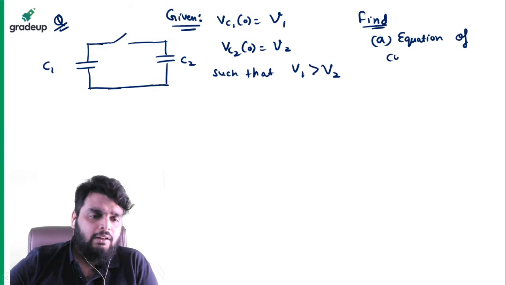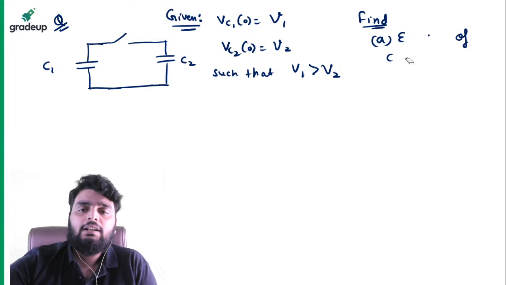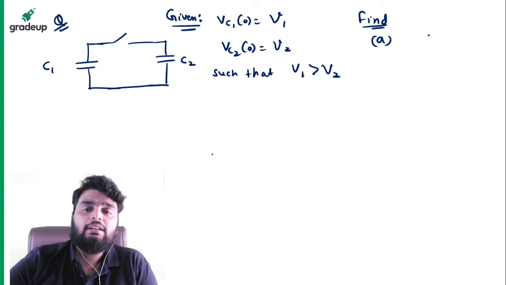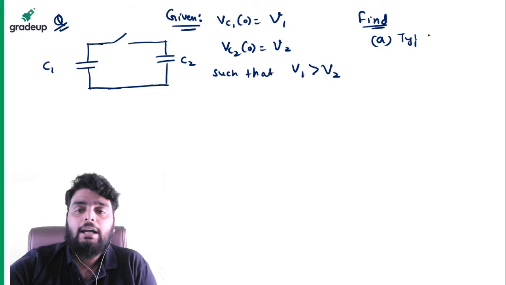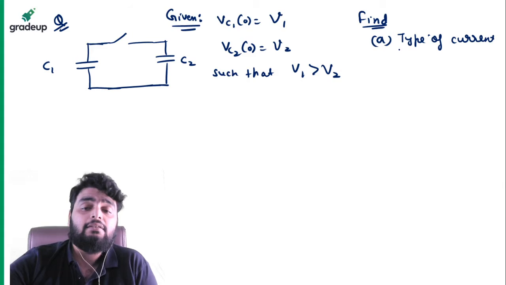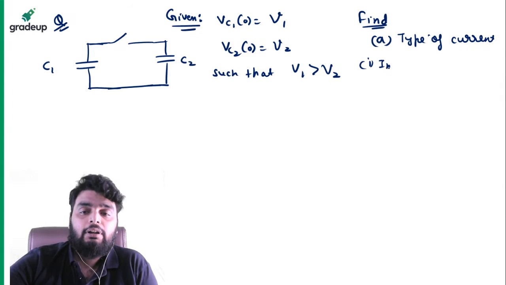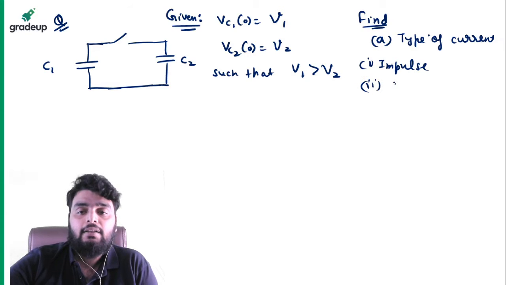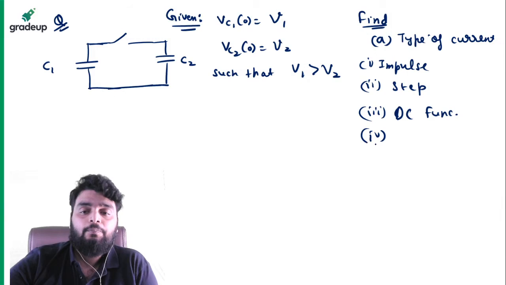Not the equation. We will not talk about the equation. The waveform of the current, or the type of current. So in the first case, I want to find out the type of current. Type of current means options are: first one, impulse; second, step function; third, DC function; and fourth, the function is 0.